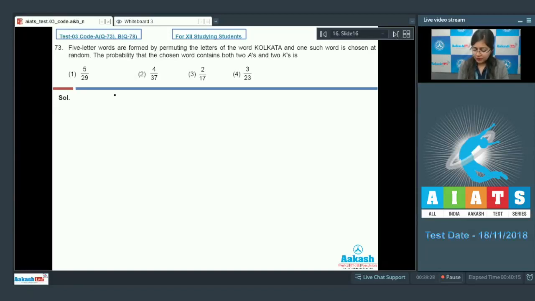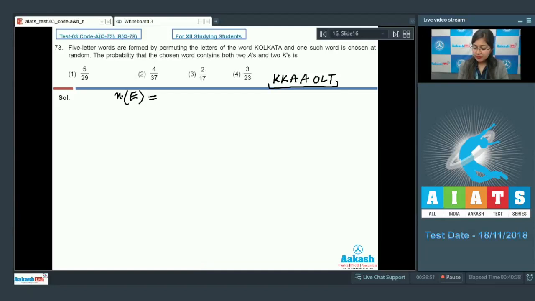Right. Now, the number of elements in the event E will be equal to... Now in Kolkata, what do we have? We have 2 K's, 2 A's, and O, L, T. Okay, from this we have made a 5 letter word.